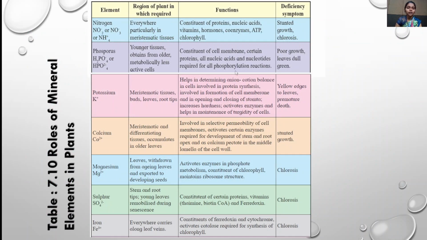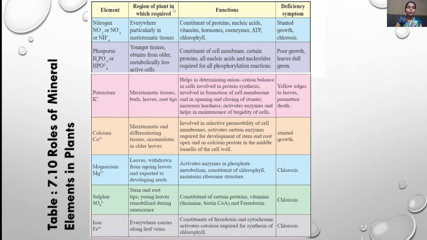Moves to the next slide. The chart shows the roles of mineral elements in plants. So, these are the elements, regions of plants which are required for their functions, and deficiency symptoms. First is nitrogen.